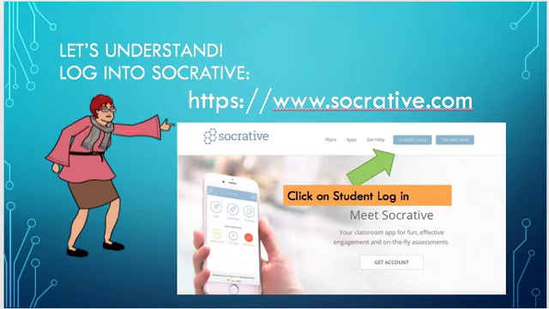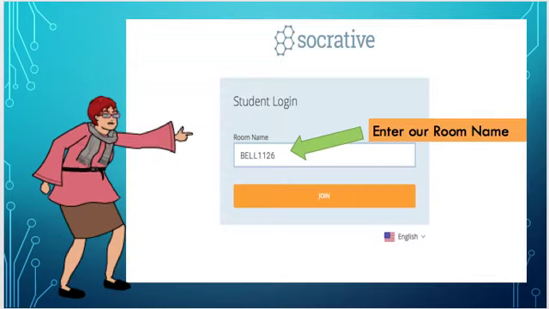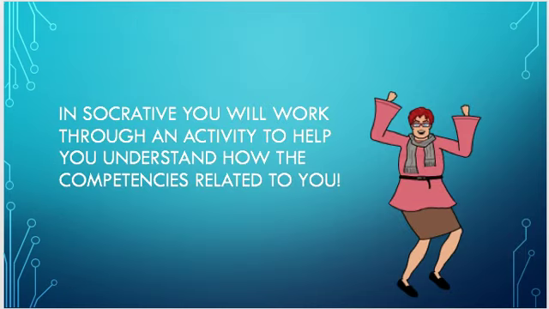So this is where you get to do some fun things. You're going to log into Socrative at socrative.com, and you're going to click on the student login button, and then you're going to enter our room name, which is Bell, B as in boy, ELL 1126, and then click join. And you're going to work through some activities to help you understand how the competencies are related to you.